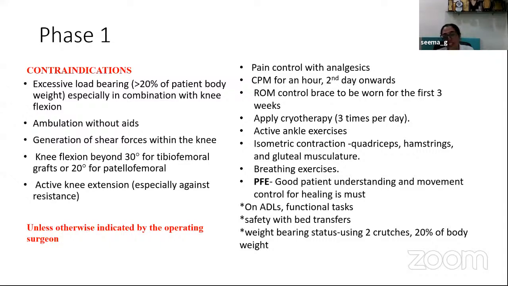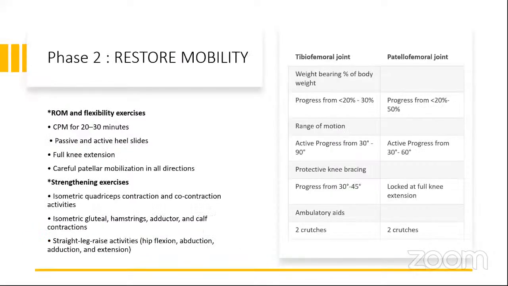What is very, very important, as I said, it is a multidisciplinary team approach when this kind of cartilage regeneration surgery is done. So patient and family education plays a very, very important role, where there should be a very good understanding given to the patient and his or her family, and regarding how the movement should be controlled for healing to begin with. So very important to tell that what ADLs one can do, one cannot do, what functional tasks one can do, one cannot do, and how safely one has to transfer in the bed, because this leg is in the brace itself. And the weight bearing status, as I said, it's very, very important to be informed to the patient and family.